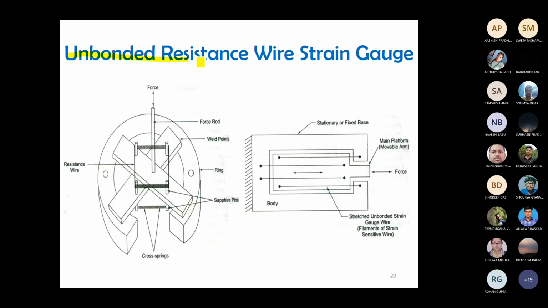So, the unbonded resistance wire strain gauge. Here you can see both the cases. You are considering resistance wires, and the cross-sectional settings, how they are set. So you are providing the force, a force rod with a point. Different things are there.